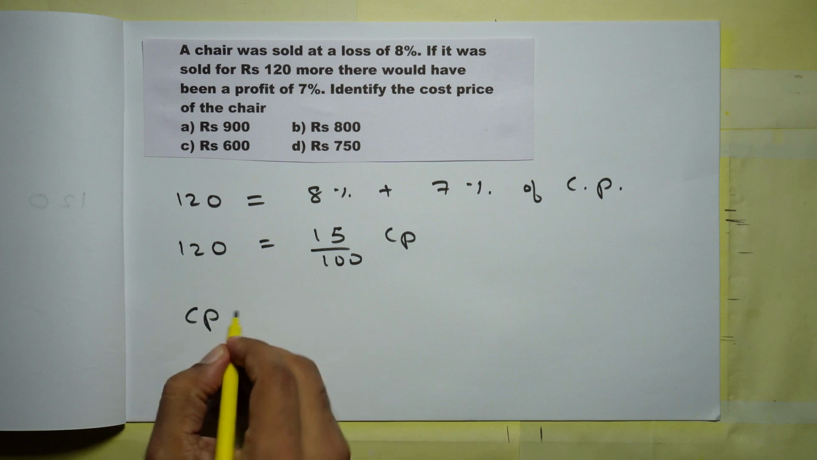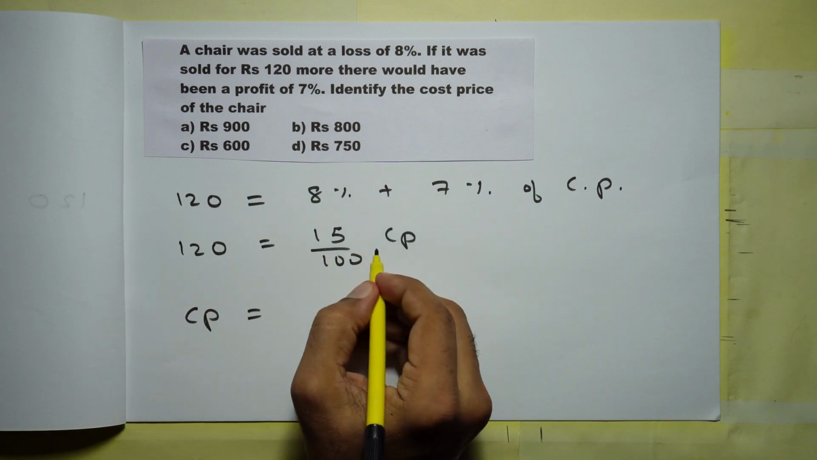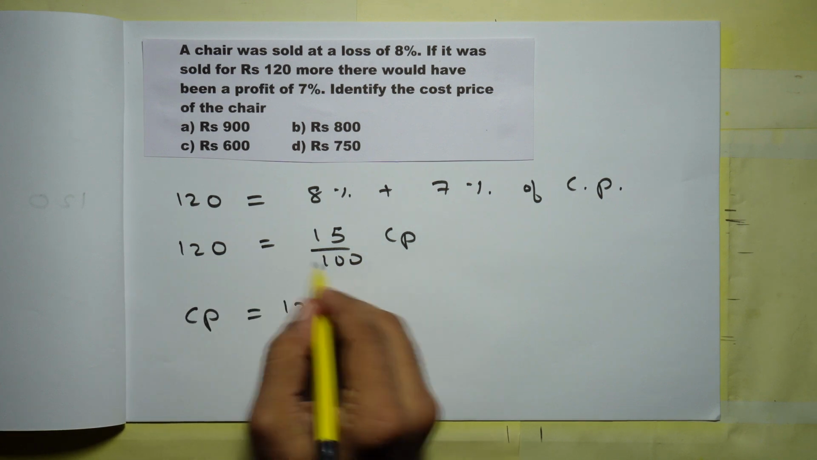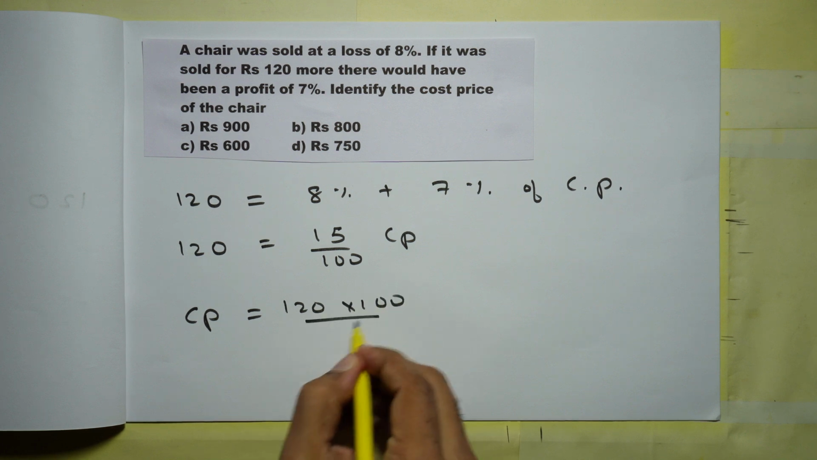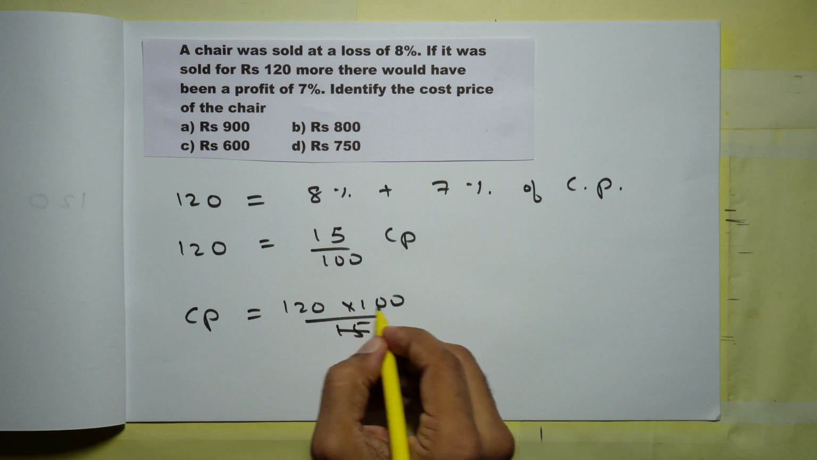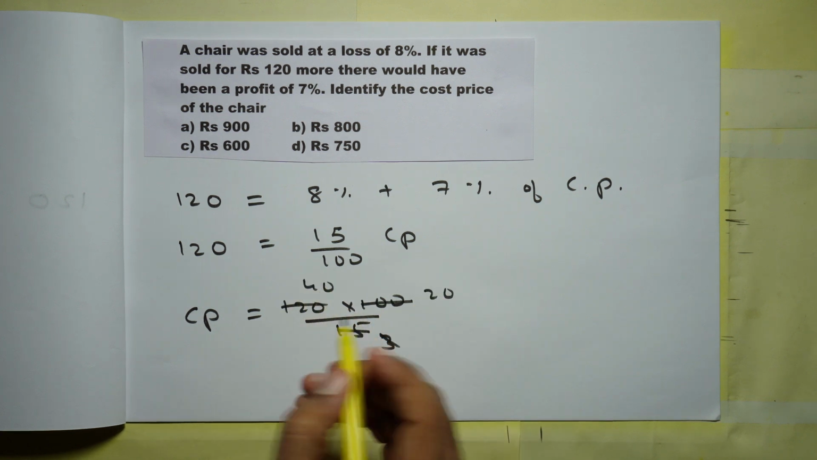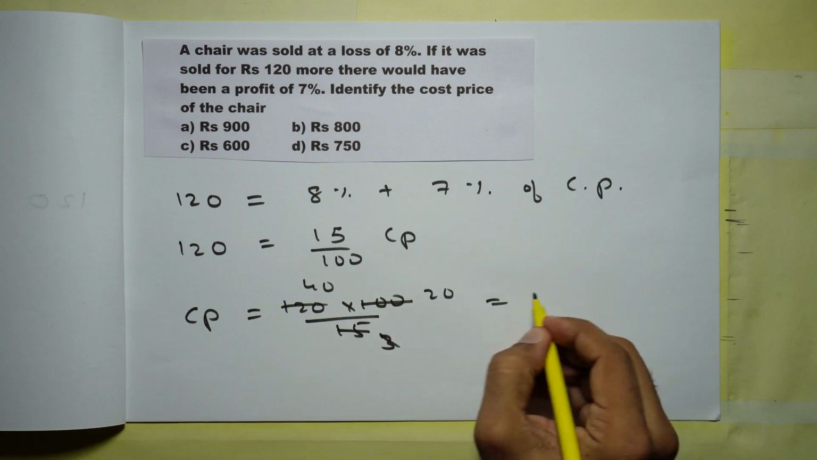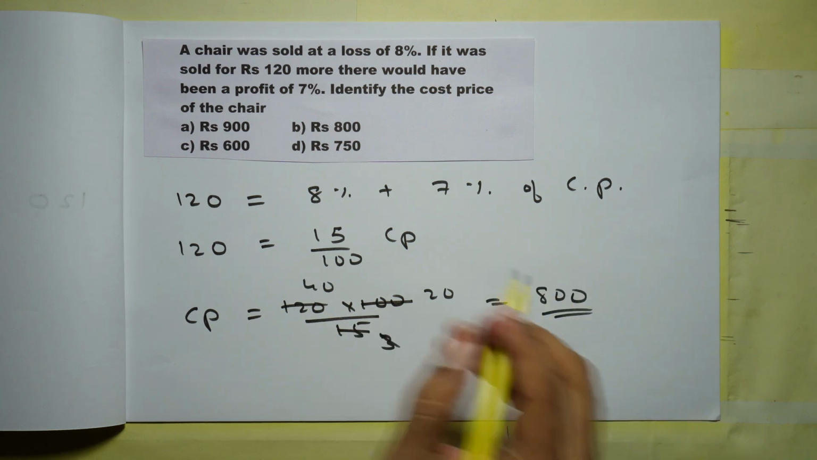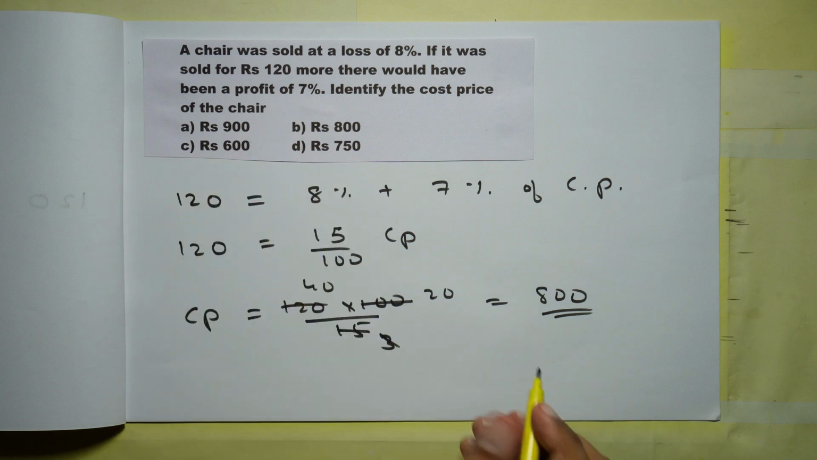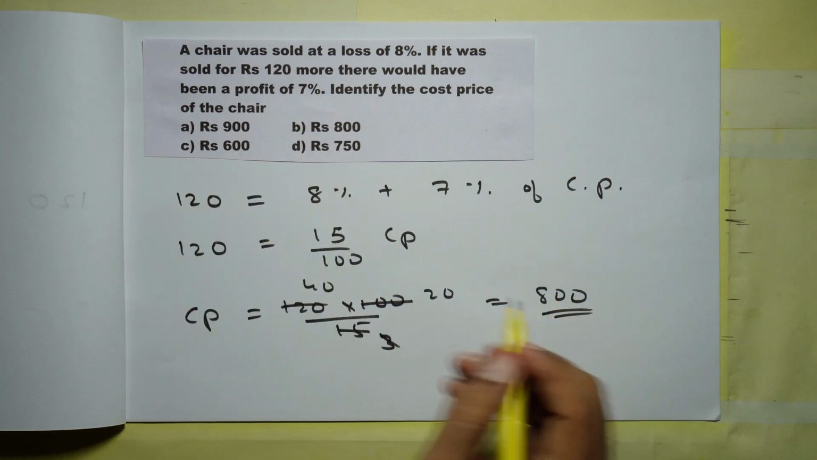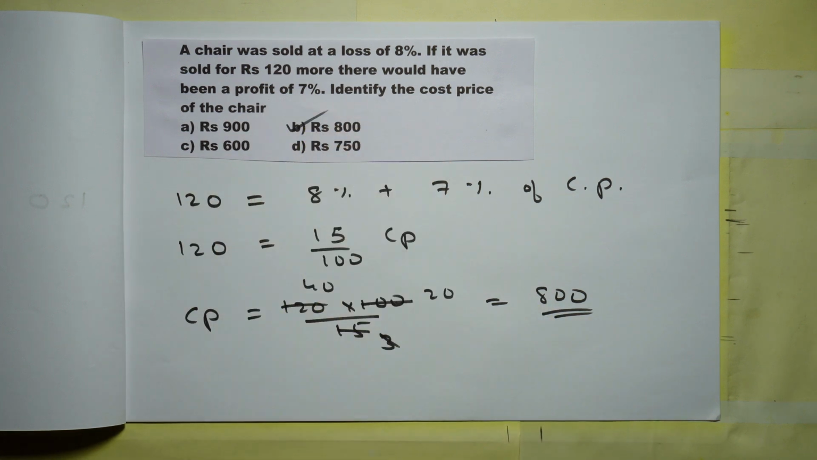So we'll find out the value of the cost price from this equation. So that will be 120 into 100 by 15. Here 5 divides 3 times, 5 divides 20 times, 3 divides 40 times, 4 into 2, 8, and these 2 zeros, so 800. Identify the cost price of the chair. That will be rupees 800. That is option B.